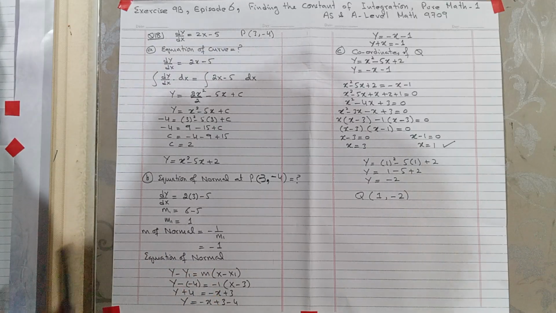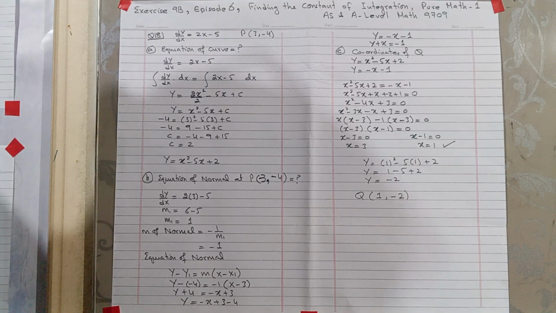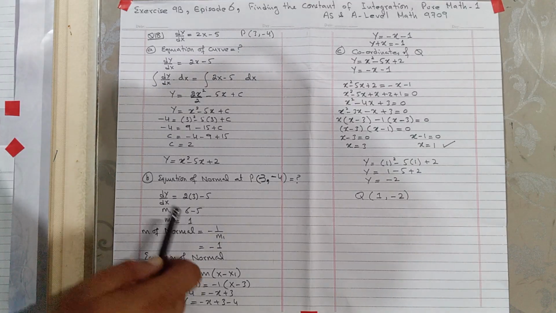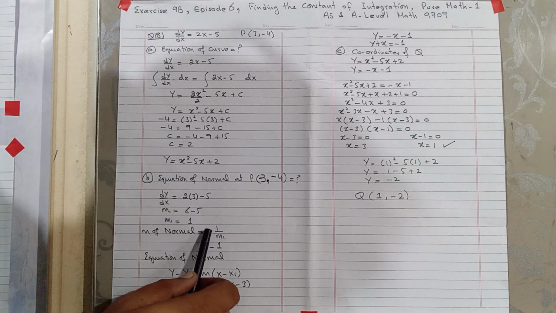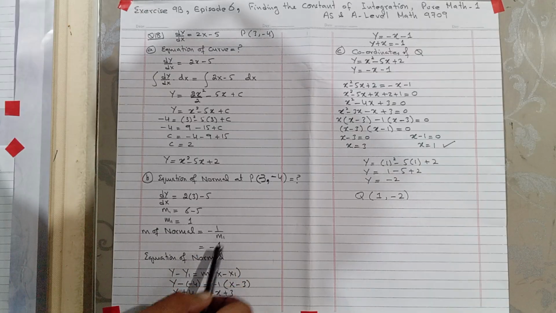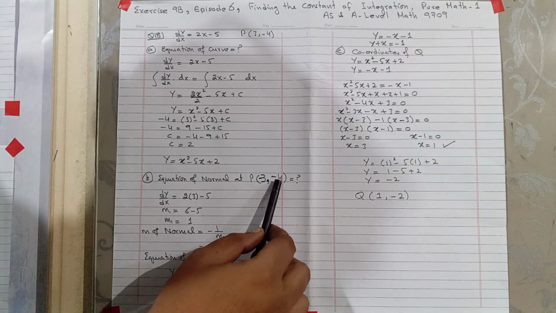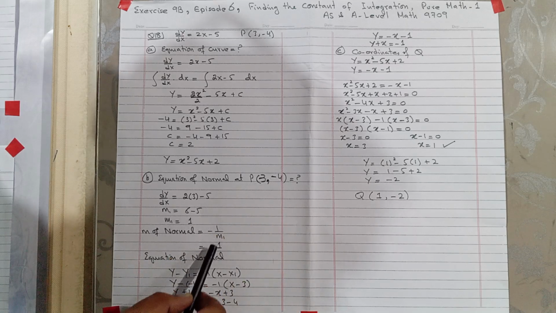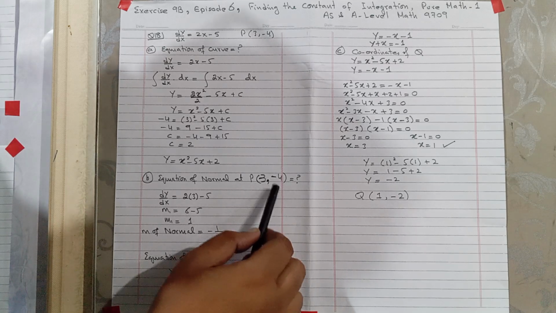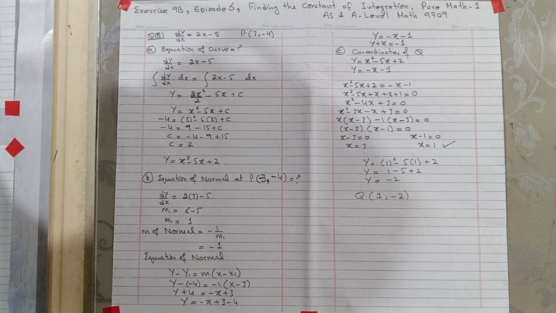The gradient of the normal, because the normal is perpendicular to the tangent, will be the reciprocal with the sign changed. So that will be minus 1 by m1, so that will be minus 1. Equation of the normal: I will use this point and this gradient to find the equation of the normal.